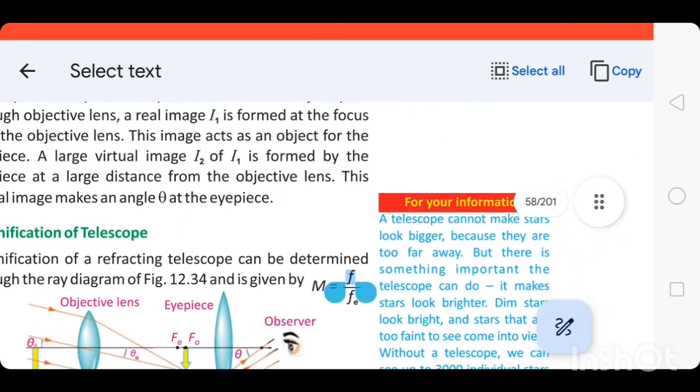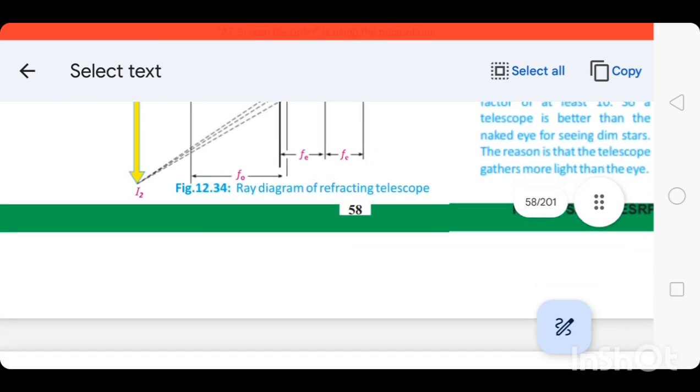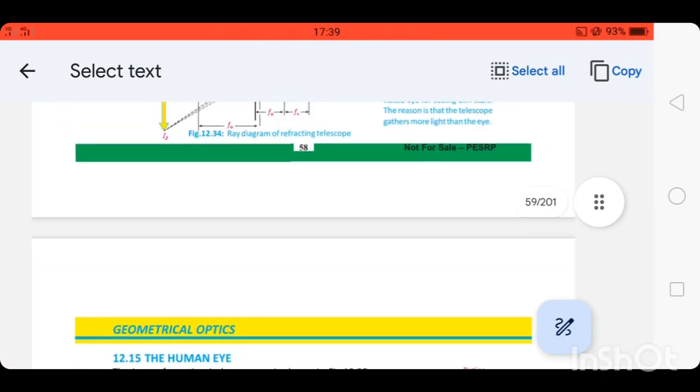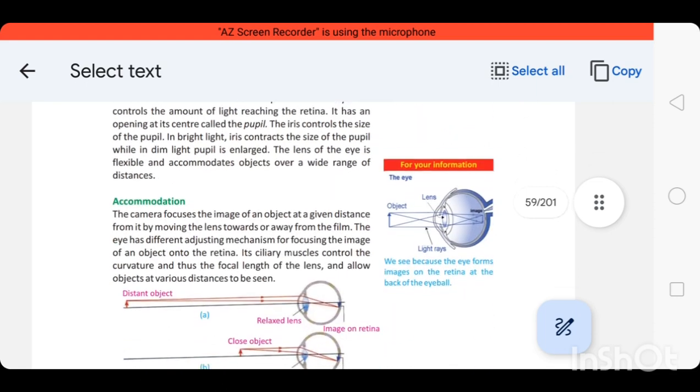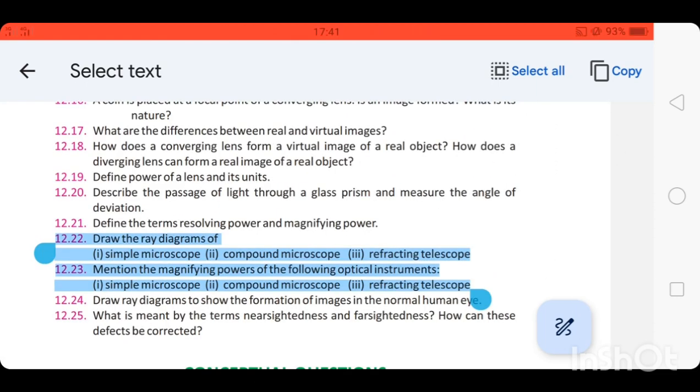In exercise of this chapter, I will explain to you the questions regarding this topic. In review exercise questions, question 12.22 states: draw the ray diagram of the following, for example, simple microscope, compound microscope, and refracting telescope. Question number 12.23 is also relevant to the topic. Mention the magnifying power of the following optical instruments: simple microscope, second compound microscope, and third refracting telescope.